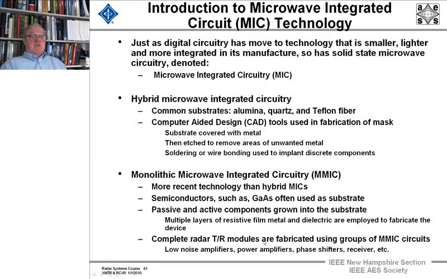Complete radar transmit receive modules are fabricated using MMIC circuits. The low noise amplifiers, power amplifiers, and they use groups of MMIC circuits, phase shifters, receivers, and I'm going to show you an example of just that.